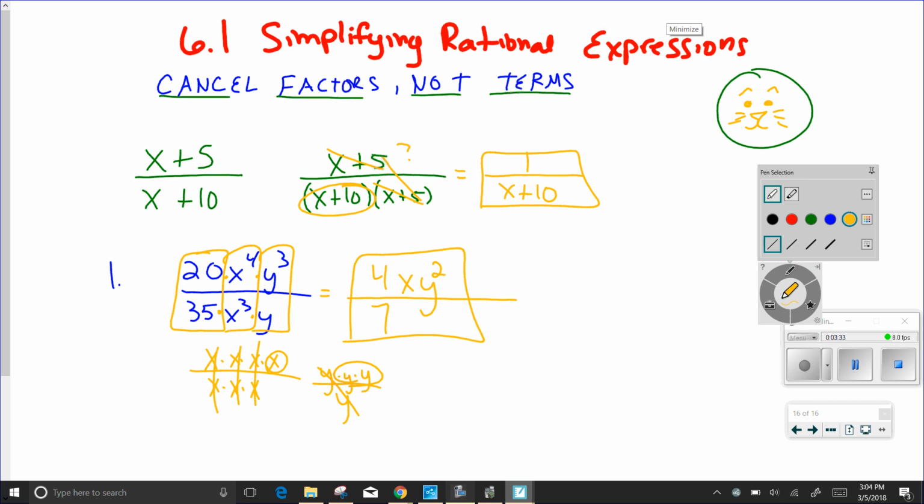If this were flipped and you would have had y on top and y cubed on the bottom, then you would have had y over y times y. Those y's cancel. You would have y squared then in the bottom with that 7.